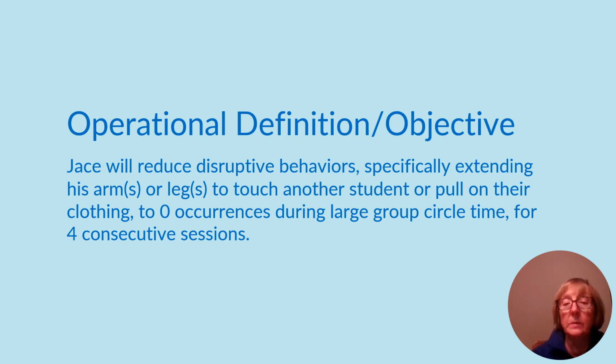The operational definition or objective for my student is: Jace will reduce disruptive behaviors, specifically extending his arm or leg to touch another student or pull on their clothing, to 0 occurrences during large group circle time for 4 consecutive sessions. Jace displays this disruptive behavior across all preschool settings, but we will begin with large group circle time.